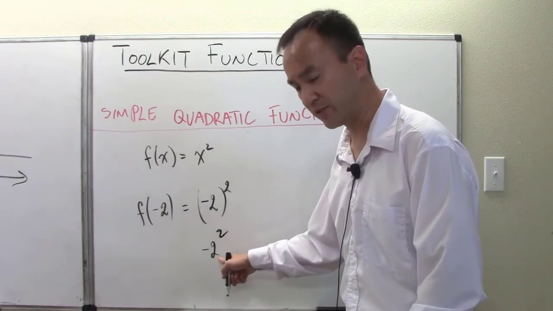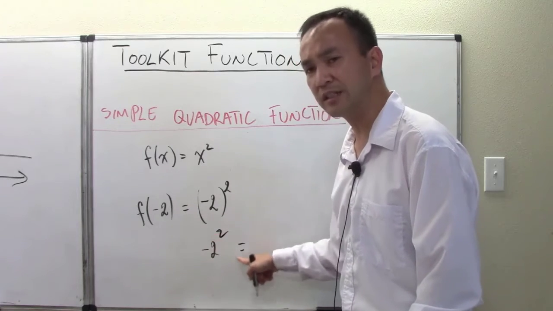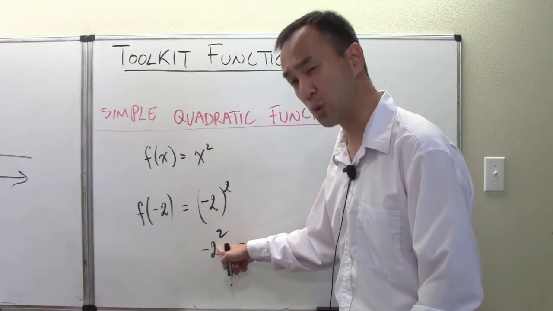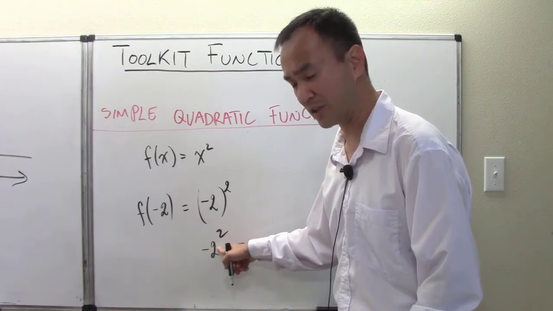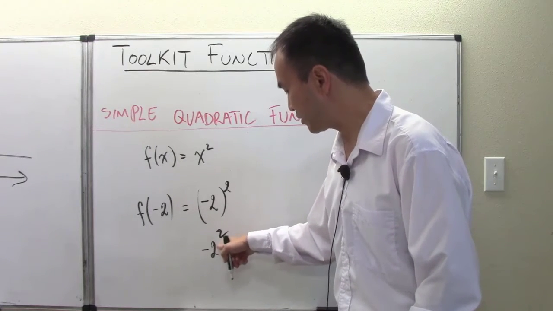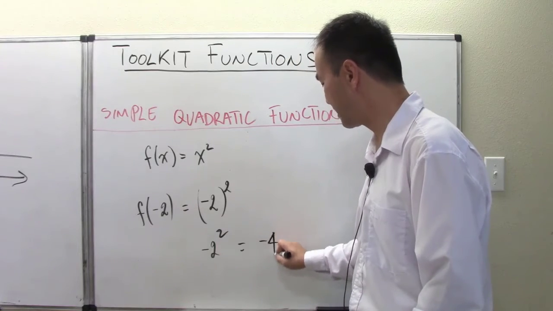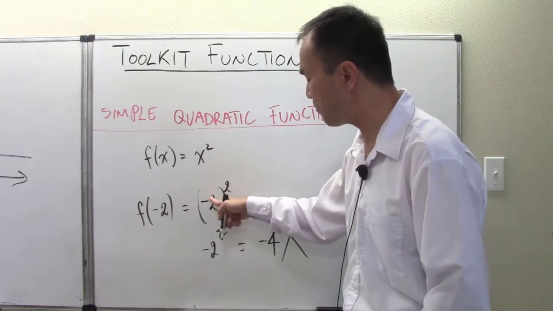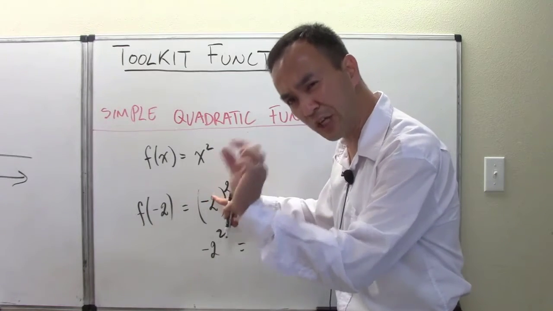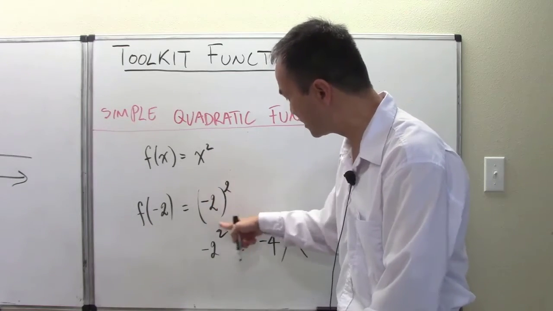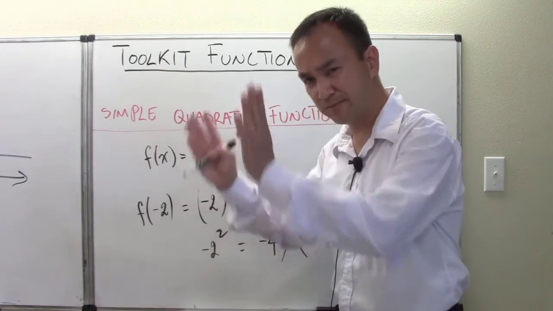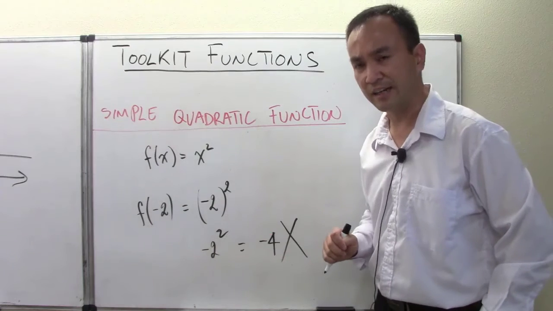This is incorrect, in the sense that according to the order of operations, the square here is only for that 2. The square is only effective to that 2, so it gives you the answer negative 4, which is incorrect. The real truth here, we want to square the inputs. The input is negative 2 itself, so we must square the entire negative. That's why putting things in parentheses keeps things very organized and clear.